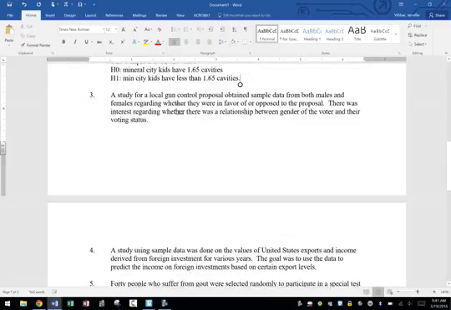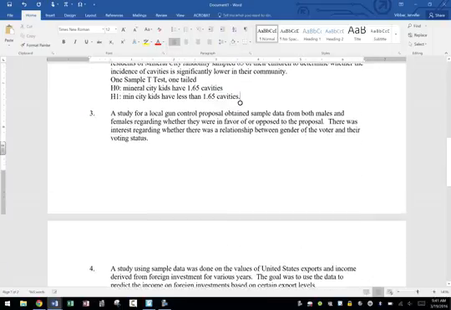All right, a study of local gun control obtained samples from males and females regarding whether they were in favor of the gun control proposal. There was interest regarding whether there was a relationship between the gender of the voter and their voting status. So we're only sampling one group here, but then we're apportioning that group into two different character-based groups, basically. So this is a categorical sample. I'm not asking people to give me a number. I'm asking people to give me a word back.